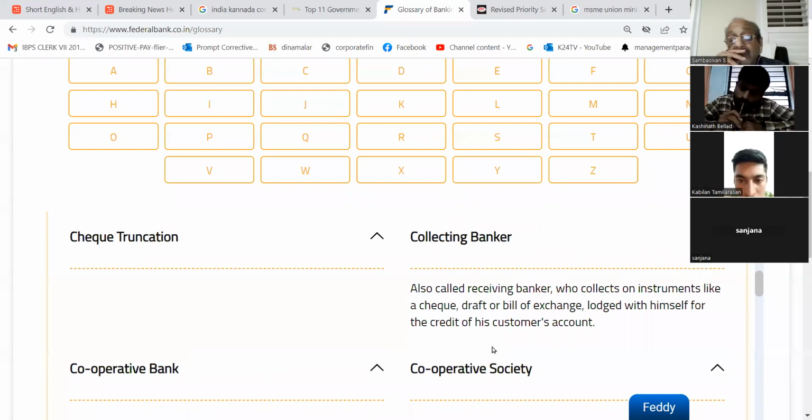Very good. Kabilan, please read collecting banker. Also called receiving banker, who collects on instruments like a check, draft, or a bill of exchange lodged with him for the credit of his customer's account.